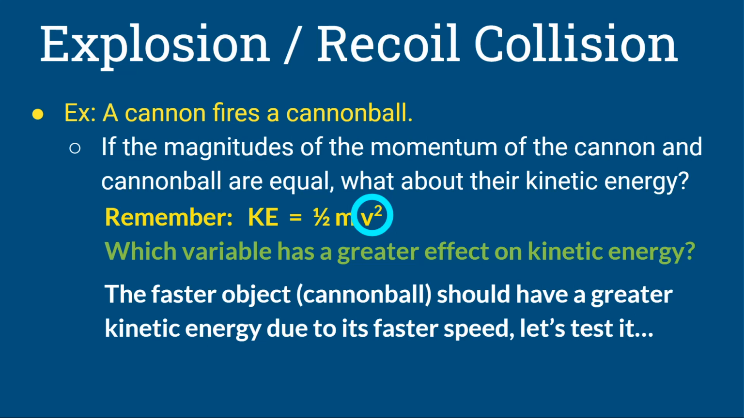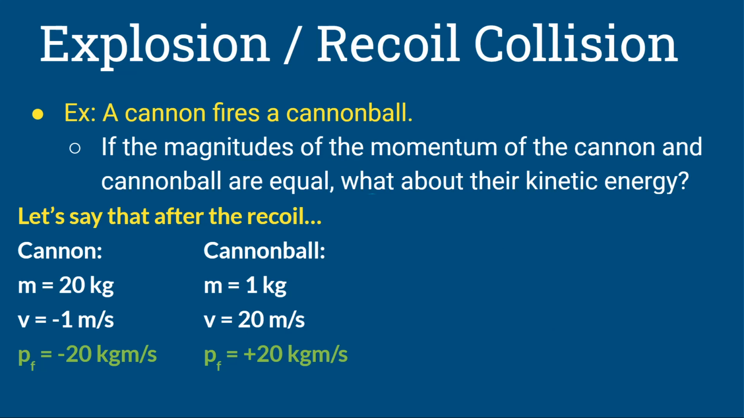Okay, but we can test it. Let's put in some fake numbers. Okay, let's say the cannon has a mass of 20 kilograms, and that it moves after firing backwards at 1 meter per second. And let's say that the cannonball has a mass of 1 kilogram, and that it moves forward at 20 meters per second. And you have to set these up so that your momentum is conserved. Notice that my final momentum here is negative 20, my final momentum here is 20. My changes are equal and opposite, just like we said. Okay, and so we have the same change in momentum there.